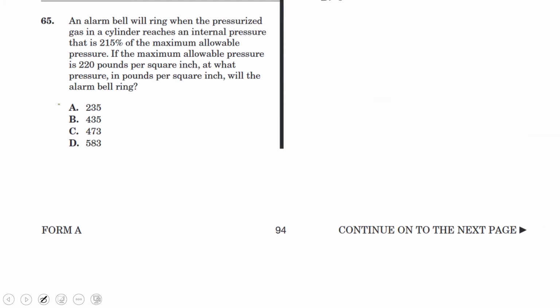An alarm bell will ring when the pressurized gas in the cylinder reaches an internal pressure that is 215% of the maximum allowable pressure. If the maximum allowable pressure is 220 pounds. Alright, so what I'm going to do here, I'm going to actually use a trick. Technically I need to multiply 220 by 2.15, but that's going to be like 440 plus, right? So it's 473. See, next.